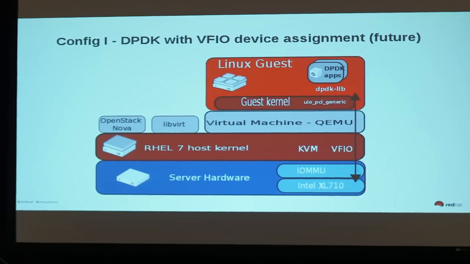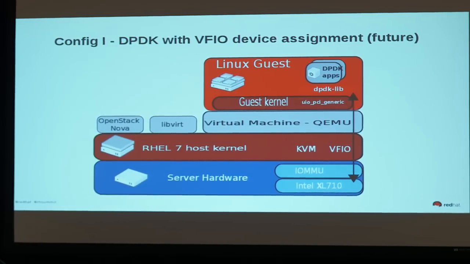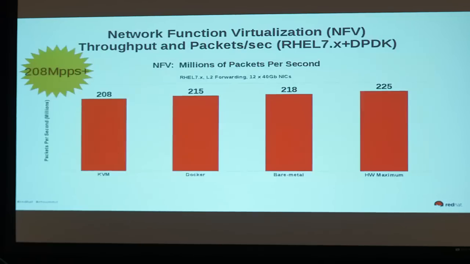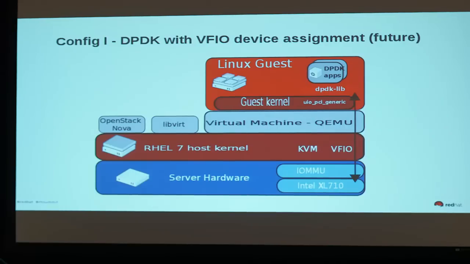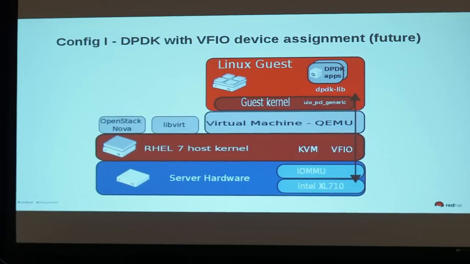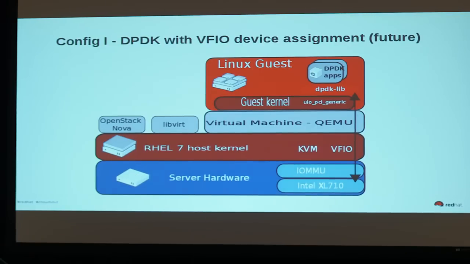So this is an illustration of the first configuration. This time I'm highlighting the device assignment, or the PCI pass-through. So we have the Intel card at the bottom. This is an illustration of what the performance team was doing in our lab.